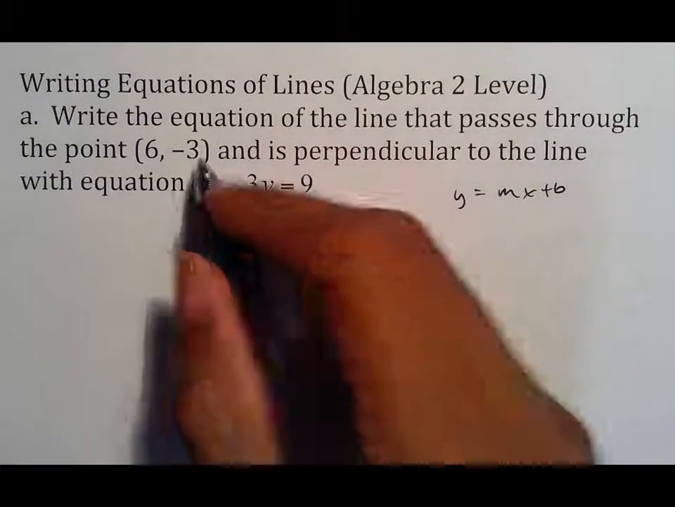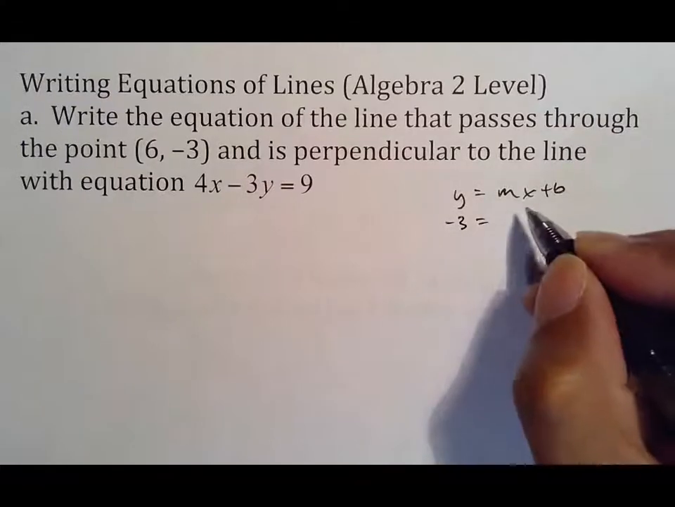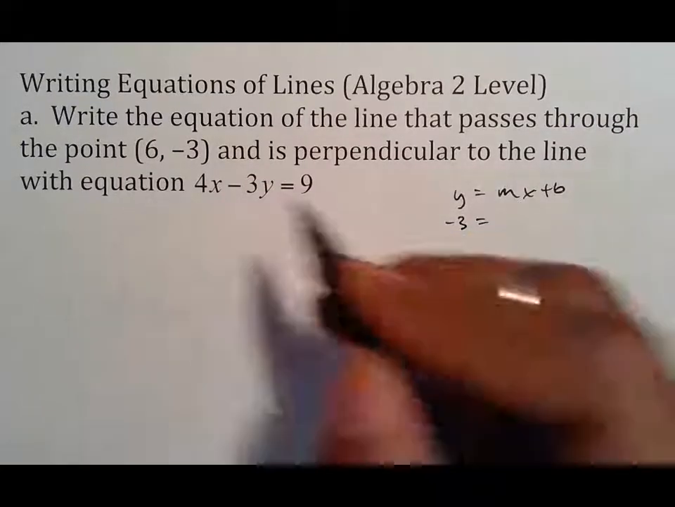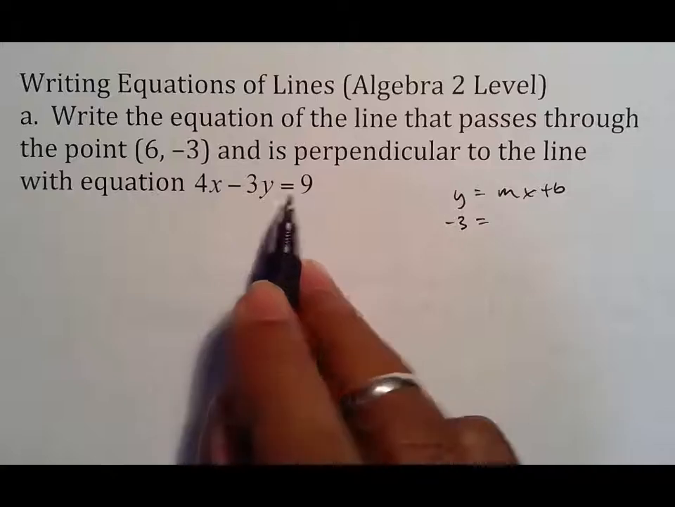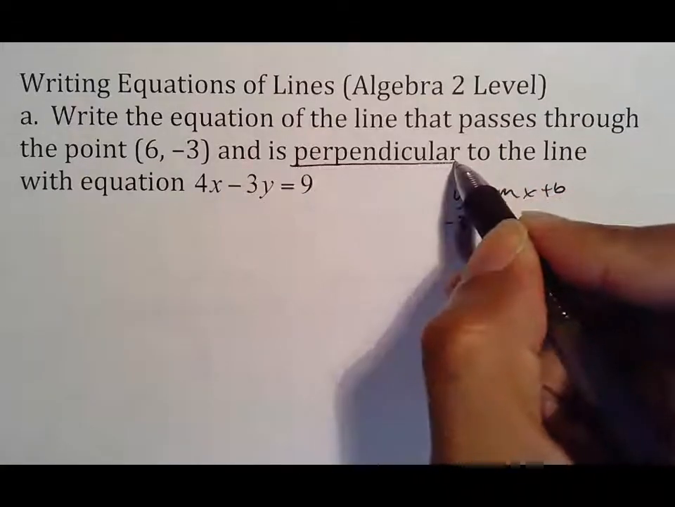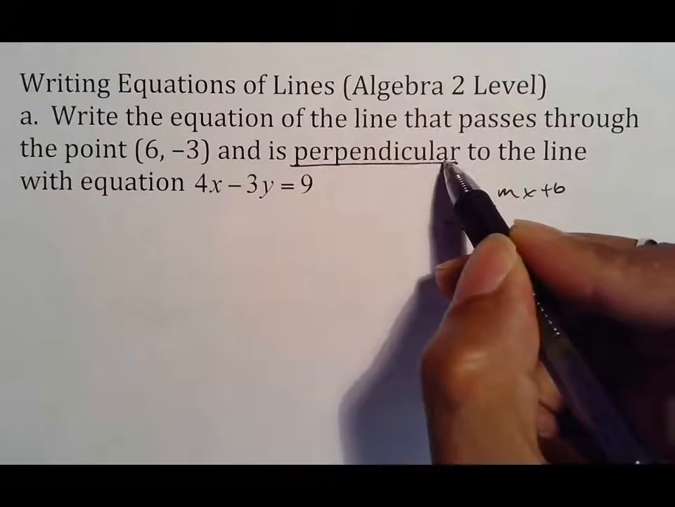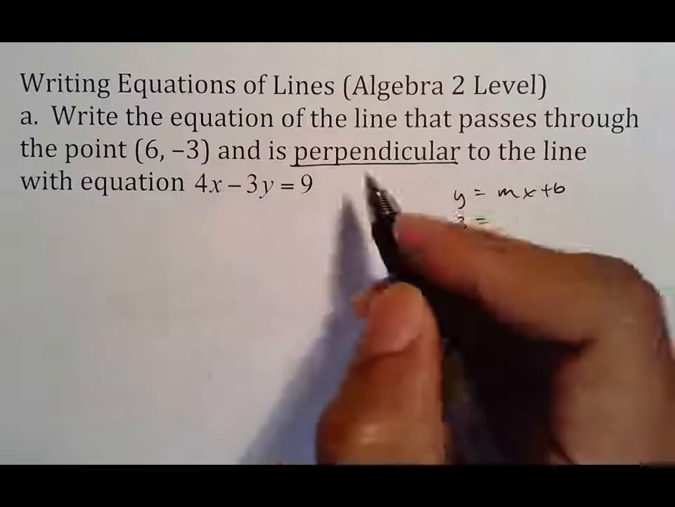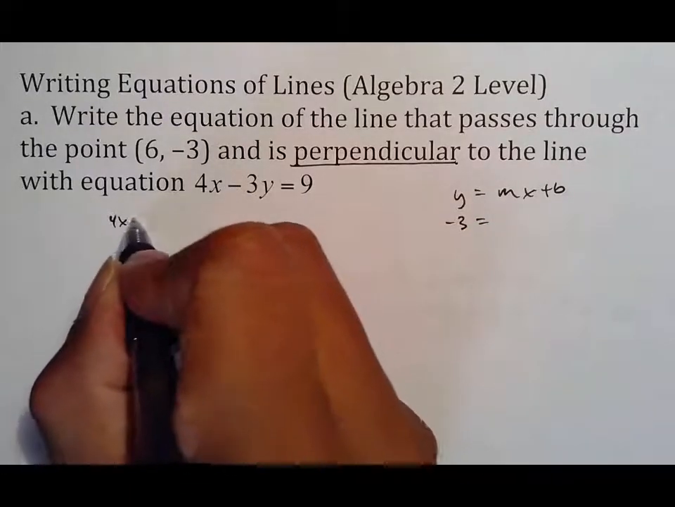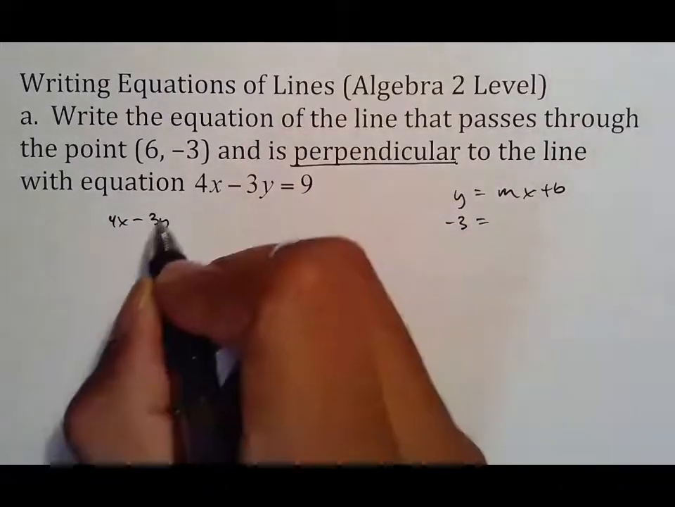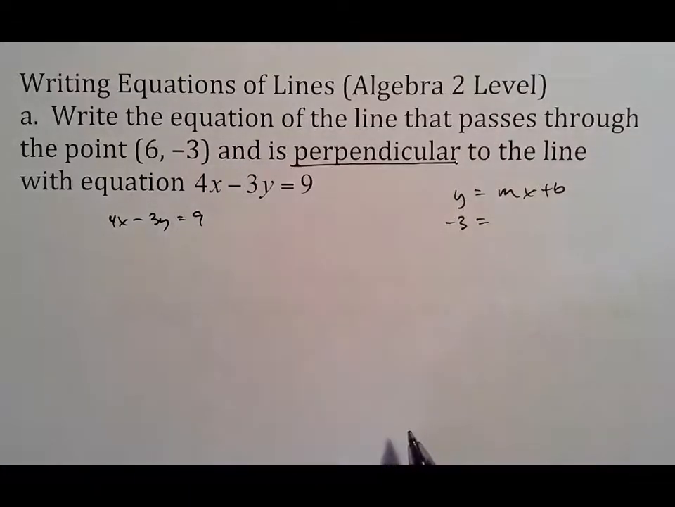I have a y, which is negative 3. I do not have an m. I do have an x. So what I want to do is find the slope, and pay attention to your information. It's telling me everything I need to know. It is perpendicular to this line, which means I have to solve this, again, to get what I need to find the slope. So 4x minus 3y equals 9.